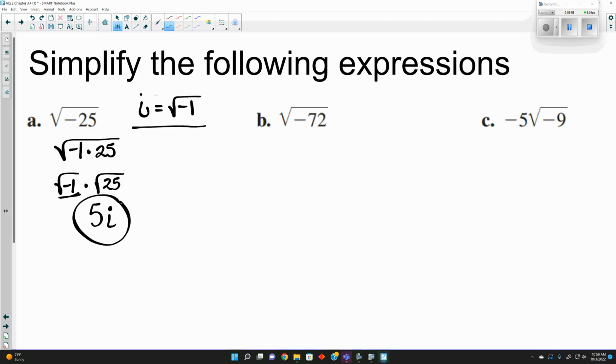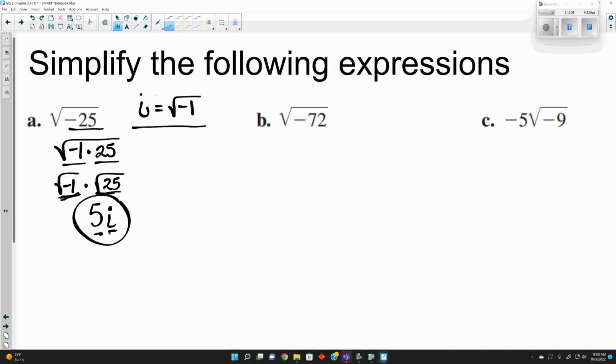So let's look at the next one. Any questions on this first one here? So negative 25, we can split it up as negative 1 times 25, which is the same as the square root of negative 1 times the square root of 25. Well, the square root of 25 is 5. The square root of negative 1 is i. So anytime we have that negative inside the square root, it's going to come out as i.